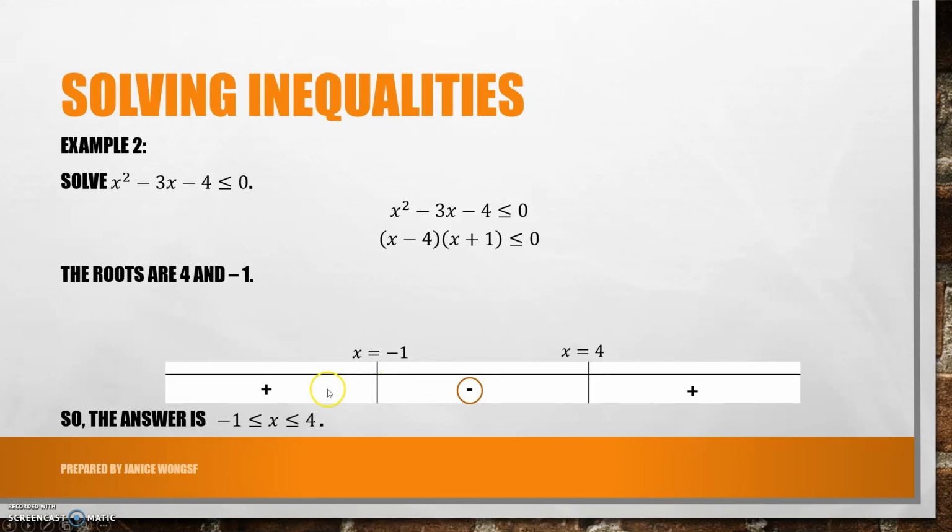Therefore, the answer is x is in between -1 and 4. Take note here, because the question is with equal sign, so our answer also will be with equal sign. So this region is actually in between x equals to -1 and x equals to 4. Thus, this is the way to write the answer.